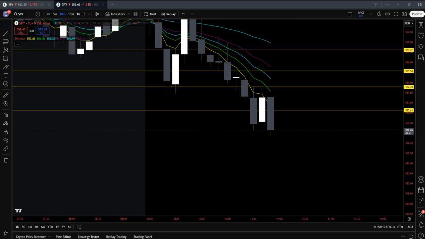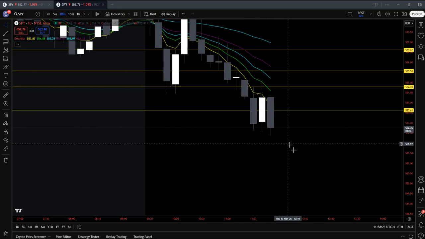Which indicator are we looking at? We're looking at momentum. So the 5 and 9 EMA is momentum. So if momentum is holding, you want to hold too.